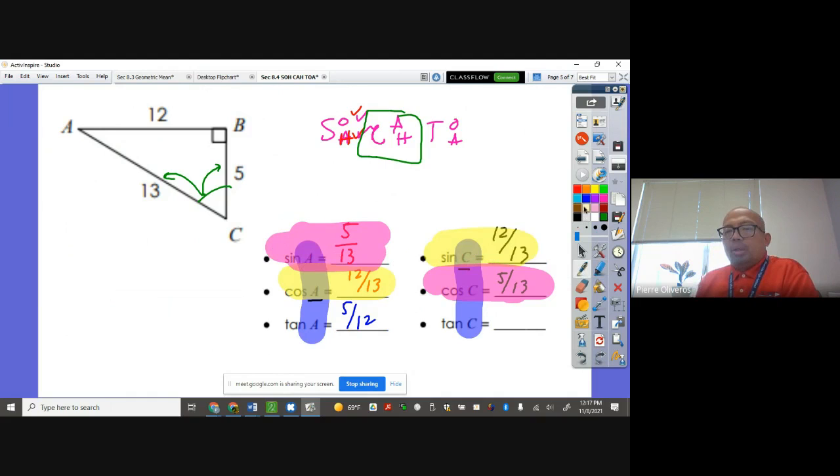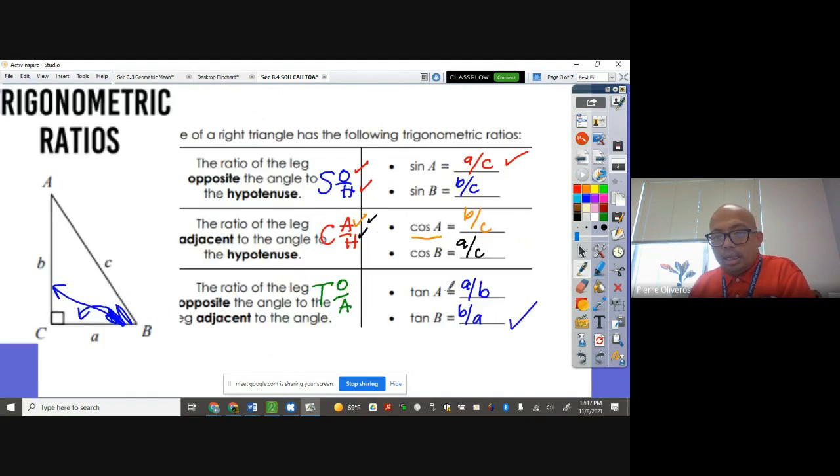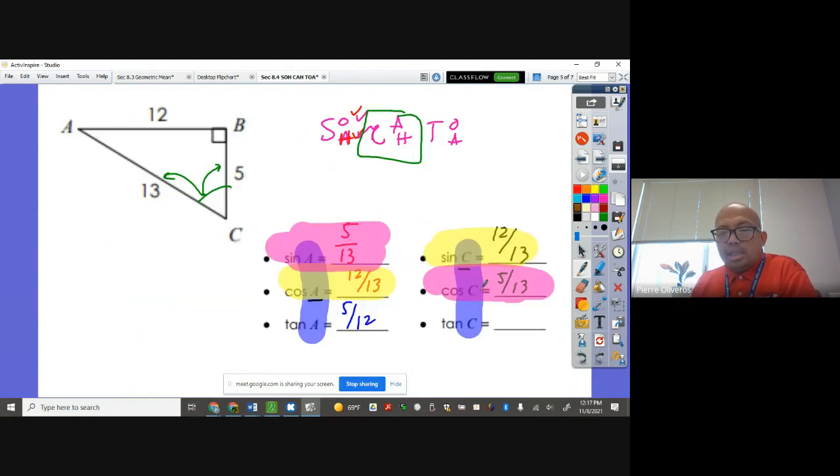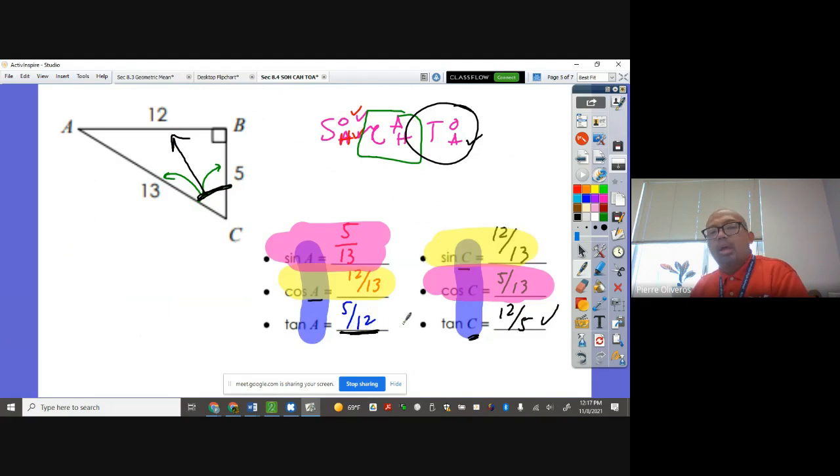For tangent, that's 5 over 12. If you remember a while ago, we had A over B, then the answer for the other one is B over A. What do you think is the answer here? Let's prove it. The answer will be 12 over 5. Tangent C is opposite over adjacent. Opposite is 12 and the adjacent is 5. So that's why it's a reciprocal of tangent A.